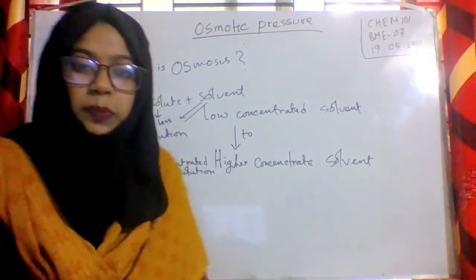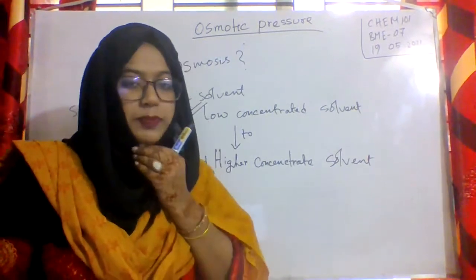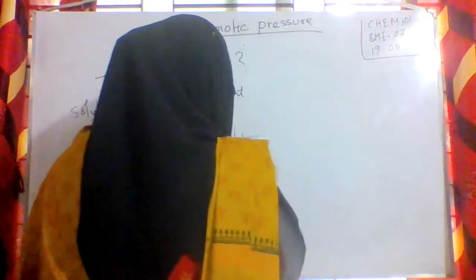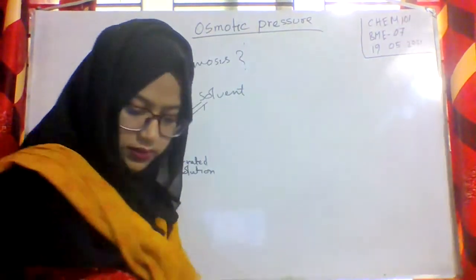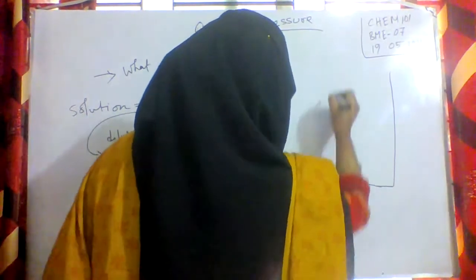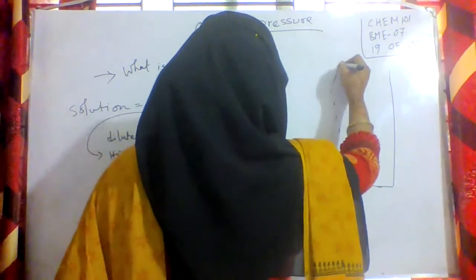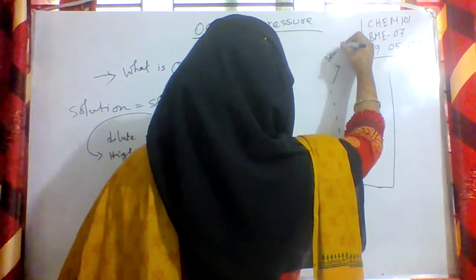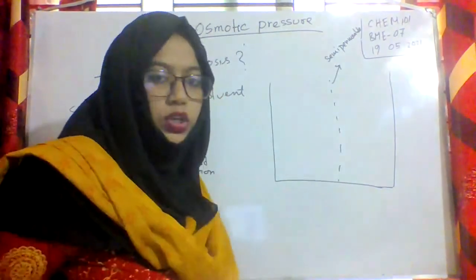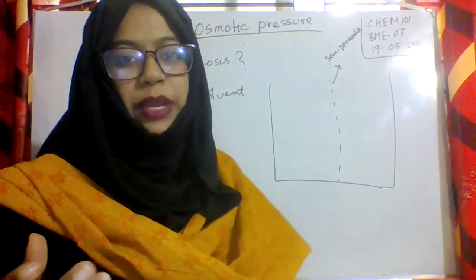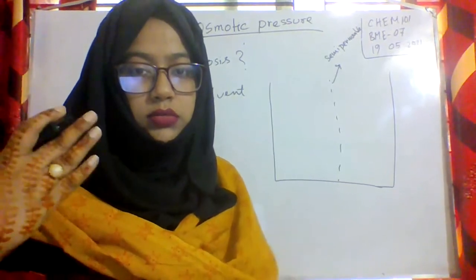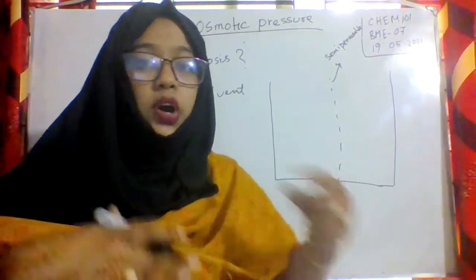Semi-permeable means not completely permeable. One part is permeable and another part is not permeable. So what is a semi-permeable membrane? A membrane which is permeable to the solvent only, not to the solute.